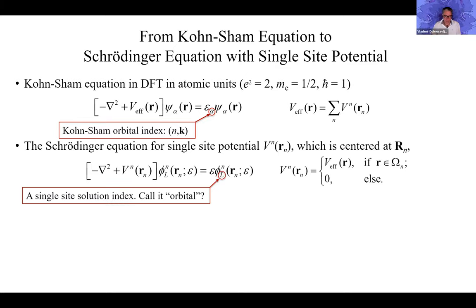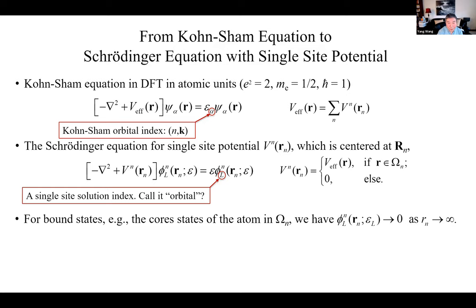Okay, so we have an L here, but I don't know yet what this L is. I just give an index here, which represents different solutions. There are many possible solutions, so I put an L for now. I'm going to talk more about this L, but for now it's just like alpha for the Kohn-Sham equation. I give an index called L, maybe an orbital index, to number the different solutions. We're going to see more of what this L is. So for the bound states, the core states, this phi L will go to zero as Rn goes to infinity.